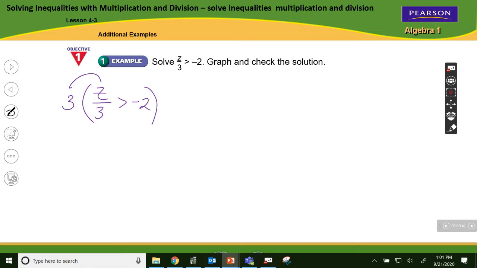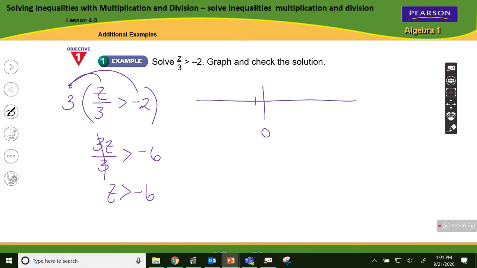When we do it on this side, we're going to have 3z over 3 is greater than -6. Those 3's cancel, and we have z is greater than -6. So we want to graph that, so we will put 0 here in the middle. A number line, 1, 2, 3, 4, 5, 1, 2, 3, 4, 5. So that's what our number line looks like.